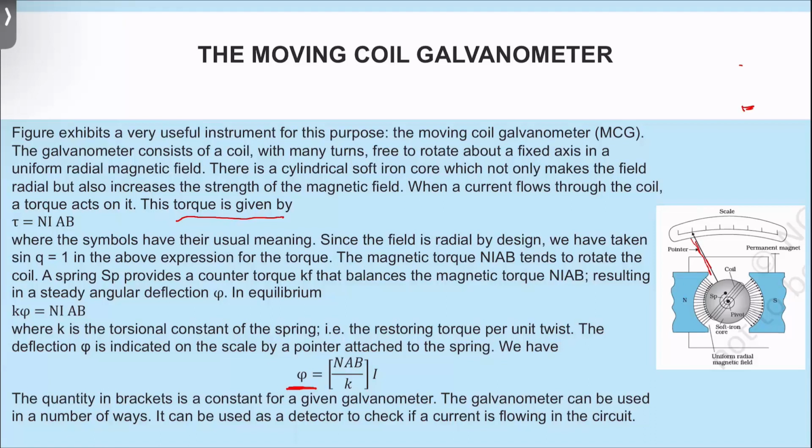Then you have A and B. What are A and B? A is the area. The deflection is dependent on that, and also on the current. The terms that are put in the bracket are constant for any given galvanometer, and they will vary with respect to the galvanometer that you are using.